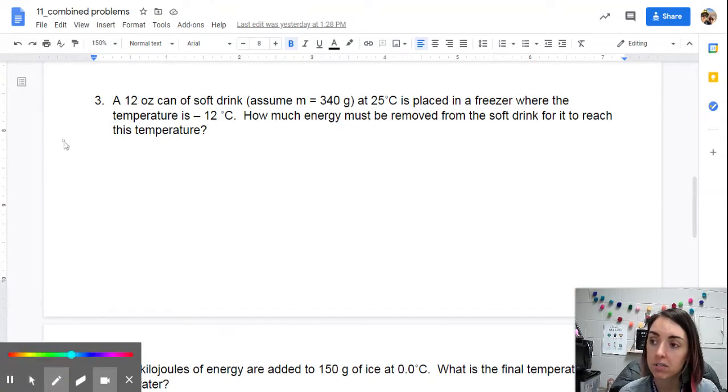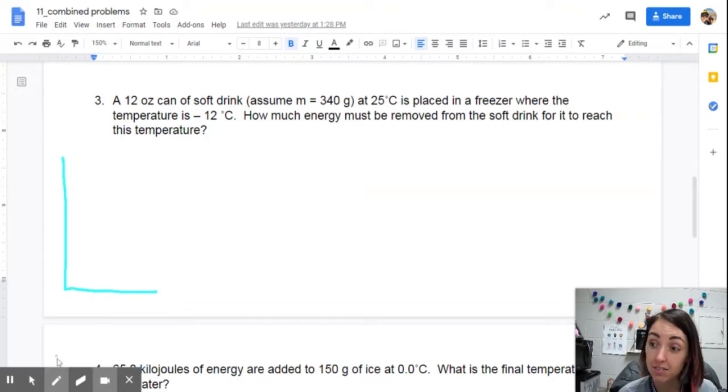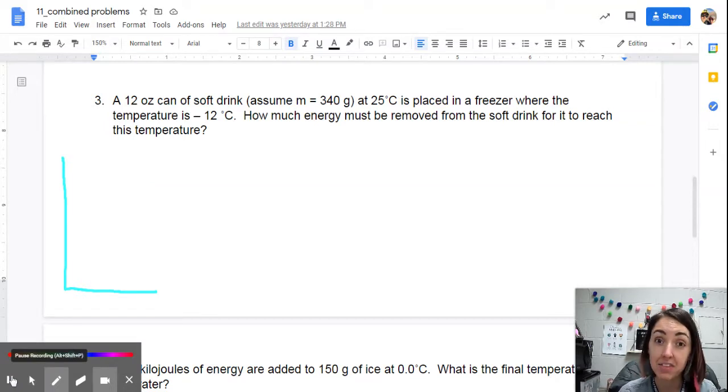So first things first, I want you to draw your cooling curve. Hit pause, draw that, and come back and check just to get your cooling curve. Don't do the math yet. Just get the cooling curve, hit pause, and come back and check it.